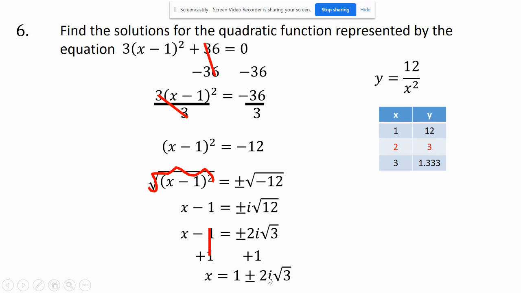And I pull the i out. I like to write the i here. A lot of books will write it behind, but I think it's easy to get it confused if it's inside the square root or not. So I like to write mine right there.